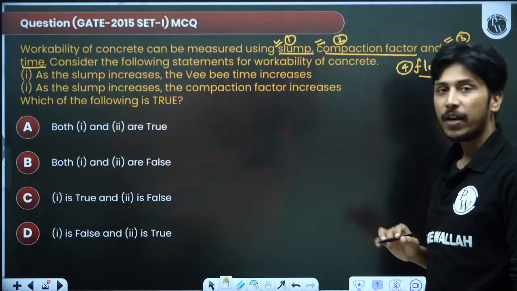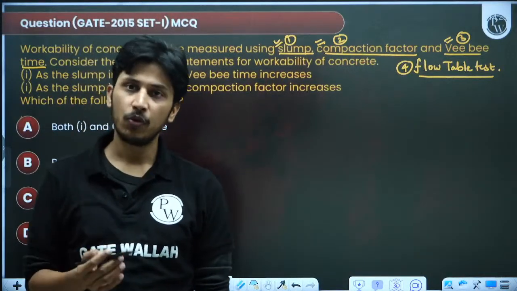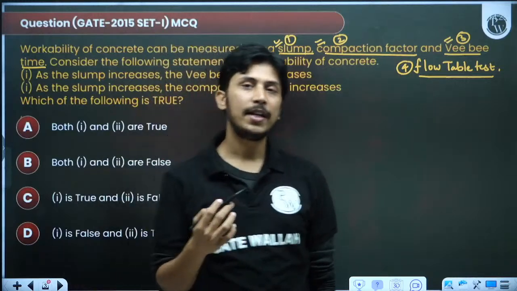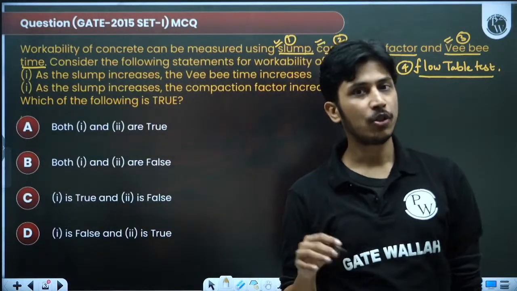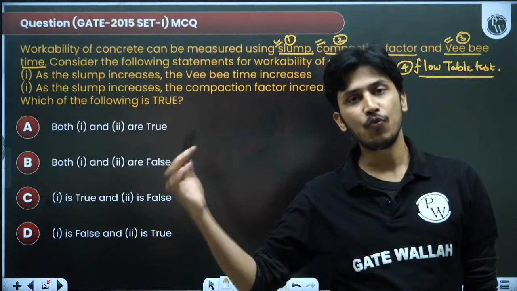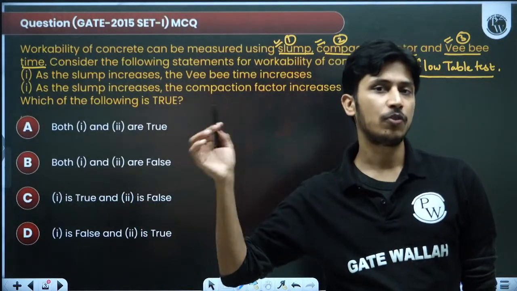For compaction factor, you must know the range. Up to 0.84, very low. 0.84 to 0.88, low. 0.88 to 0.92, medium. 0.92 to 0.96, high. Above 0.96 up to 1, that is very high. So the maximum compaction factor value should be 1.